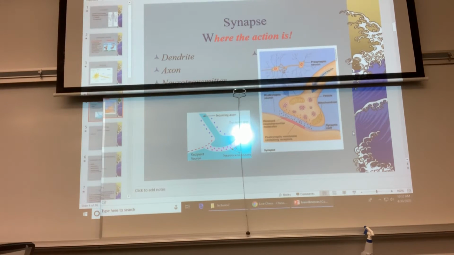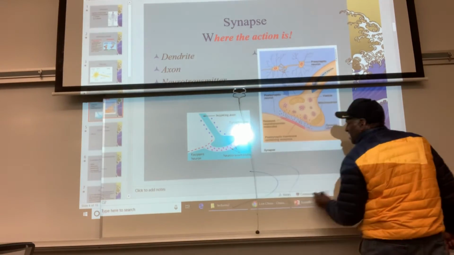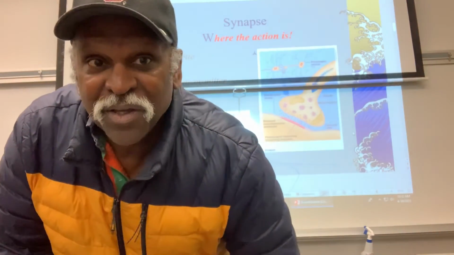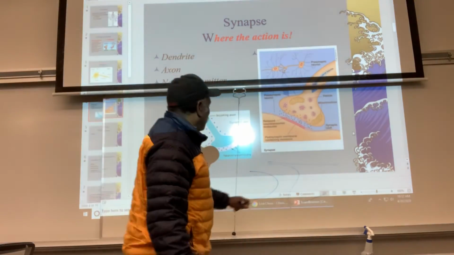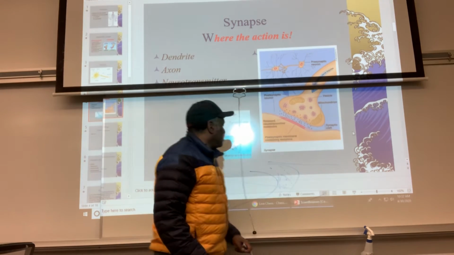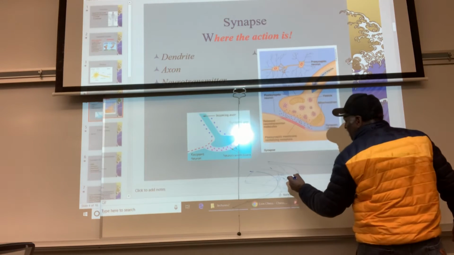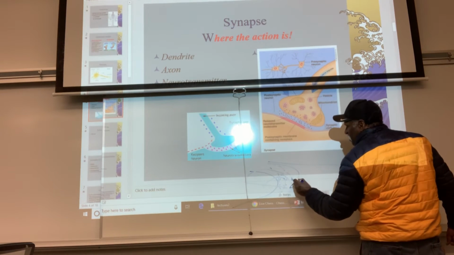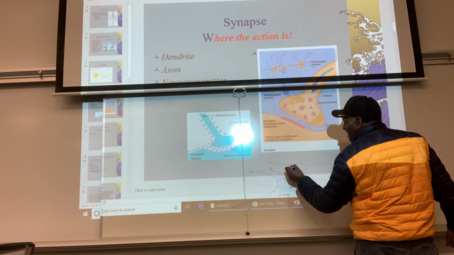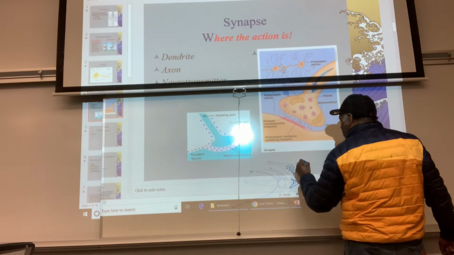You can kind of see it on there. The impulse builds up, fires across, reuptake, and the enzymes get released that eat up the remaining neurotransmitters. That process is called breakdown.